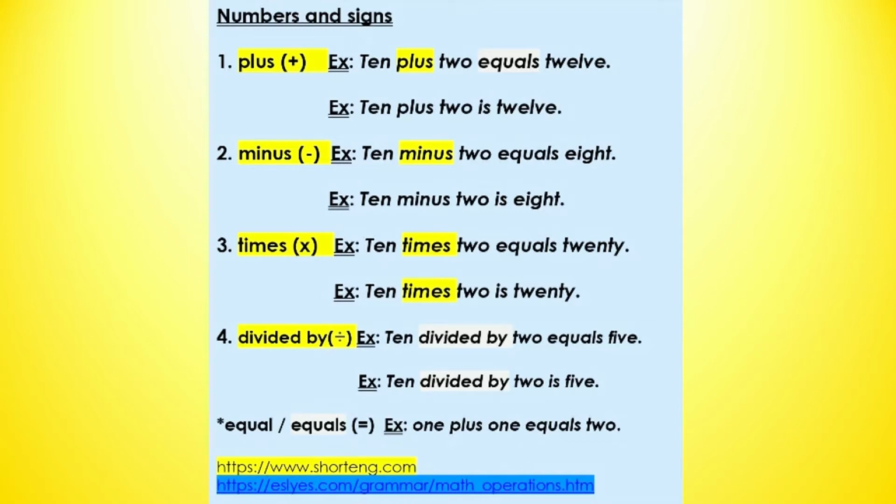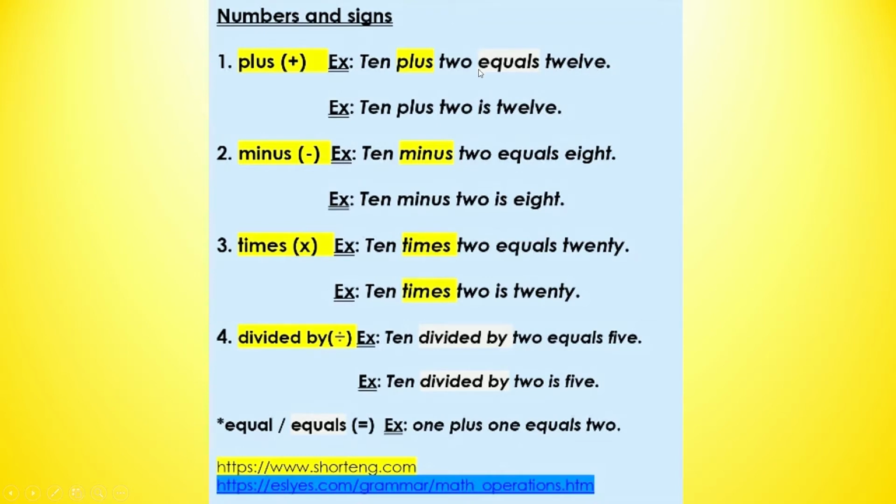Okay, we learn about four signs. For the first one, this sign. Do you know what this sign is in mathematics? What do we call it in Thai? เครื่องหมายบวก. We call it in Thai เครื่องหมายบวก. Okay. For example, เครื่องหมายบวก in English we call plus. For example, 10 plus 2 equals 12.